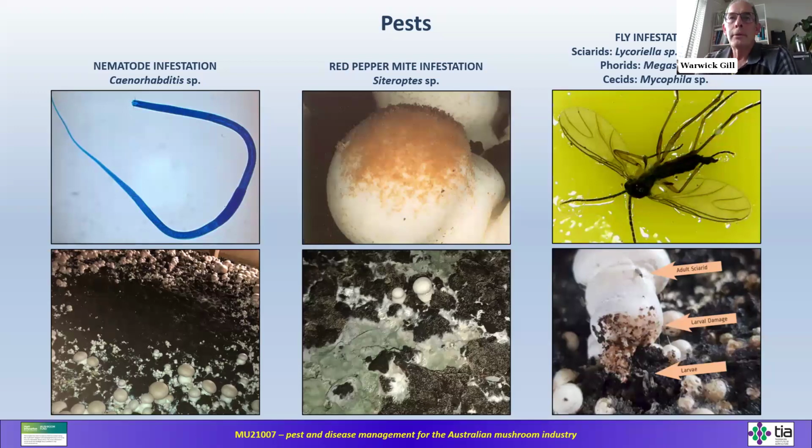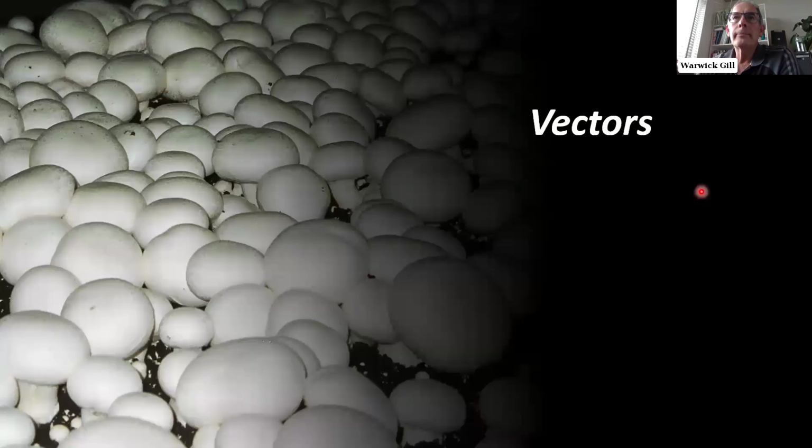The flies do directly damage mushrooms, but not in a great deal. You see here that the larvae do cause some issues with mushrooms. The main issue is that the flies will carry diseases, and they are very good at spreading disease such as dry bubble. And mentioning dry bubble and flies, we'll come to the next section, being vectors.